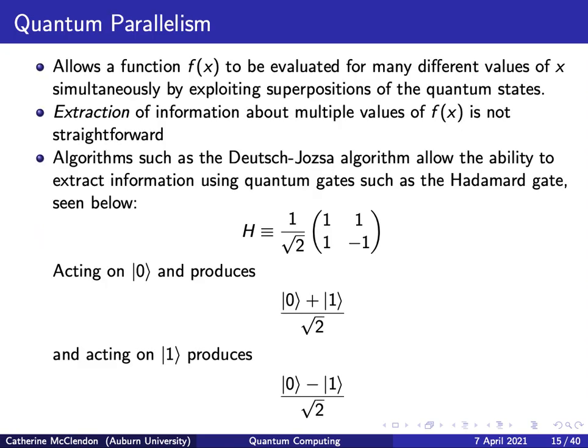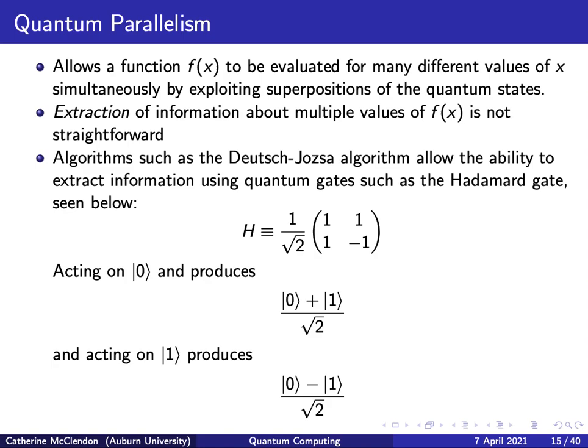Quantum parallelism is a feature of quantum computing which allows a function f of x to be evaluated for many different values of x simultaneously by exploiting superpositions of the quantum states. However, you have to remember that the extraction of information about multiple values of f of x is not straightforward. So we have algorithms such as the Deutsch-Jozsa algorithm, which allow us to extract information using quantum gates such as the Hadamard gate.